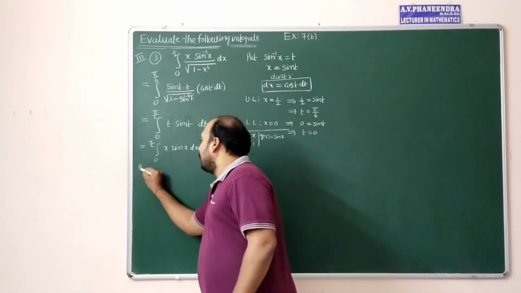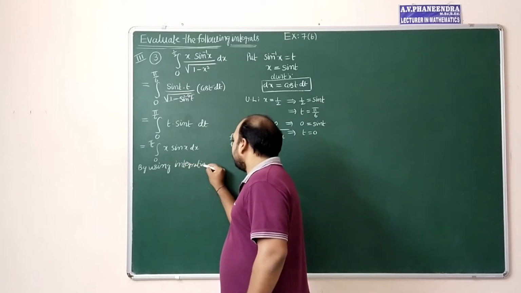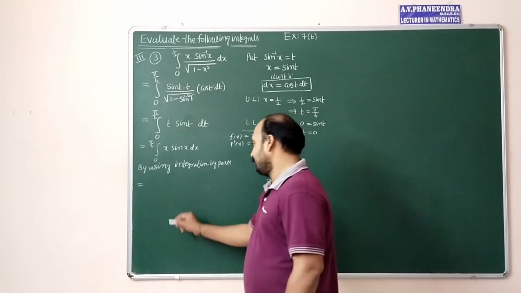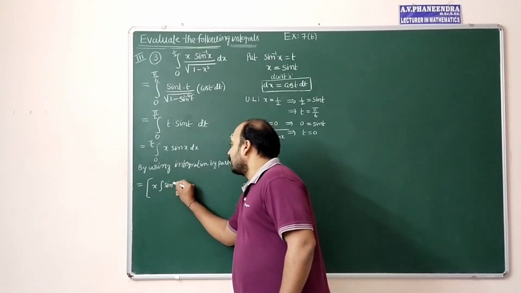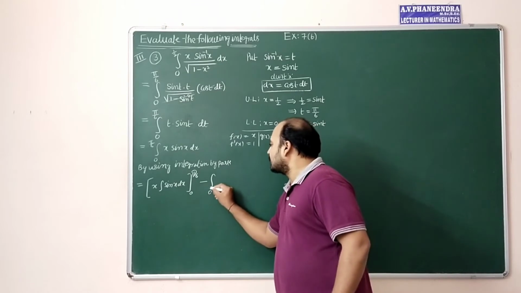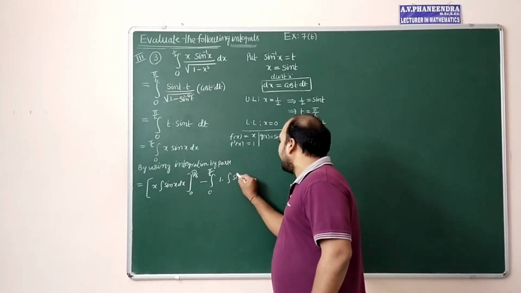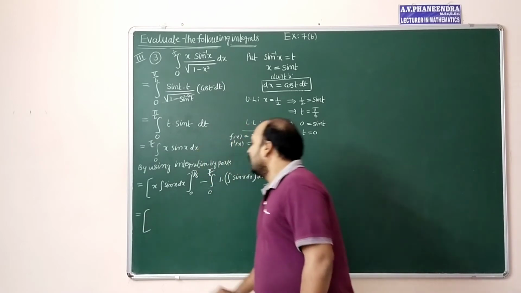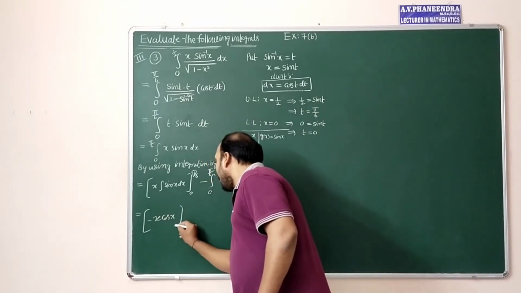Now applying integration by parts, we can get I equal to f of x into, that means x into integral sin x dx, applying the limits 0 to pi by 6, minus integral 0 to pi by 6 f dash of x, x's derivative is 1, into integral g of x, integral sin x dx, whole dx, which is equal to x into integral sin x is minus cos x, so minus x cos x, applying the limit 0 to pi by 6.